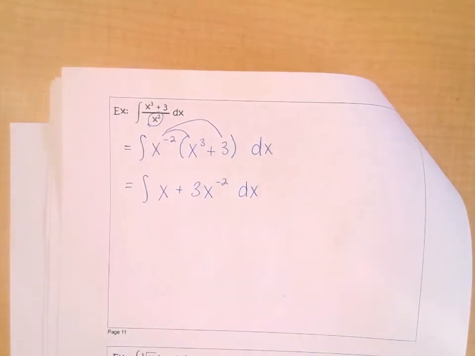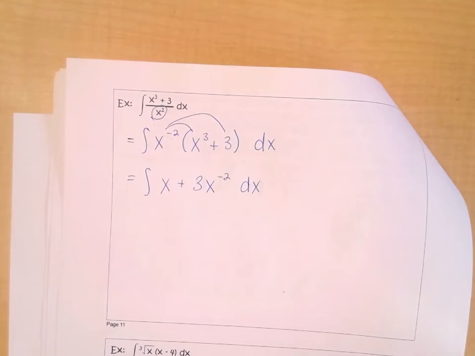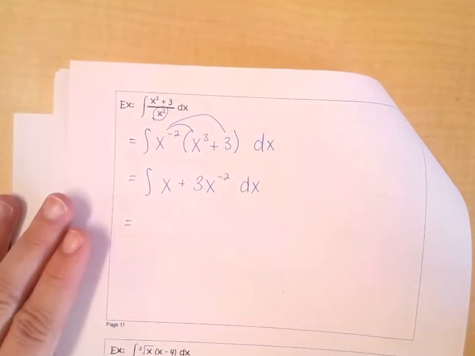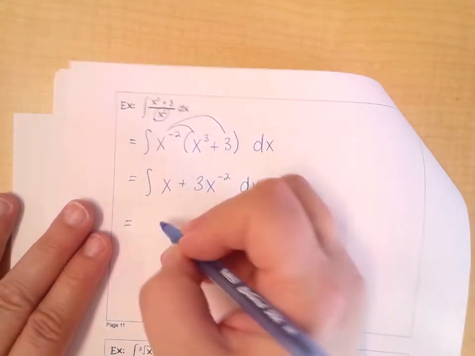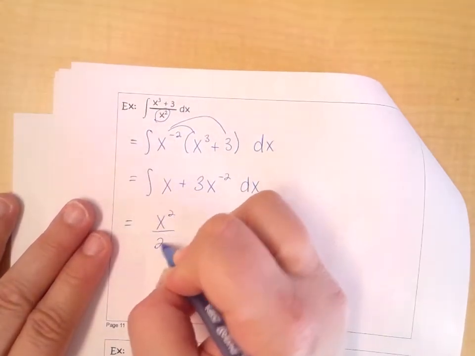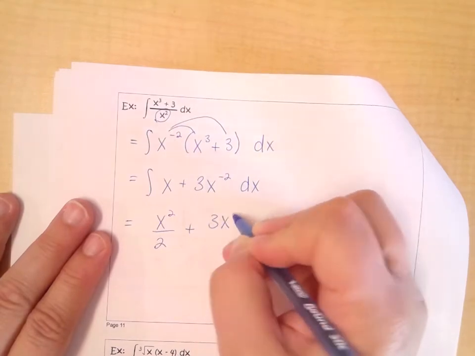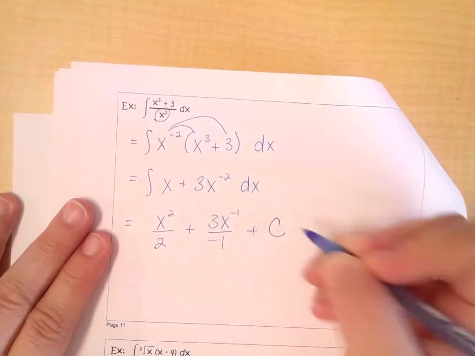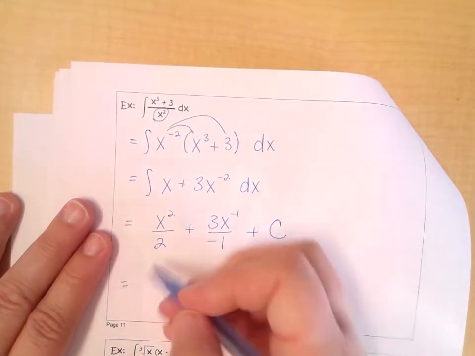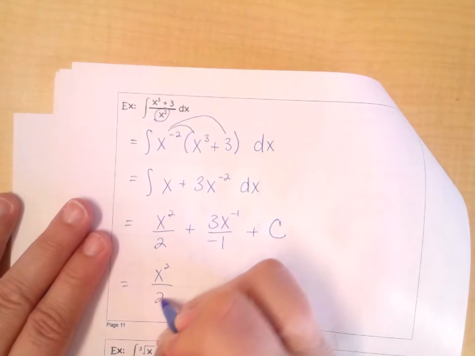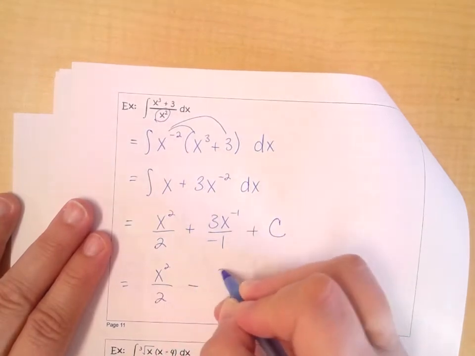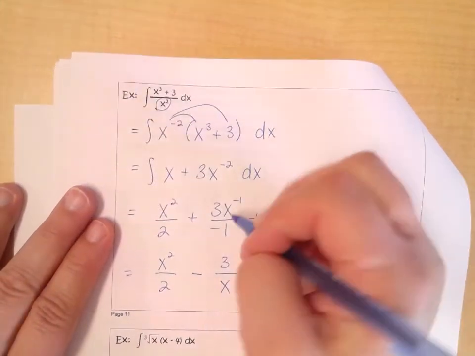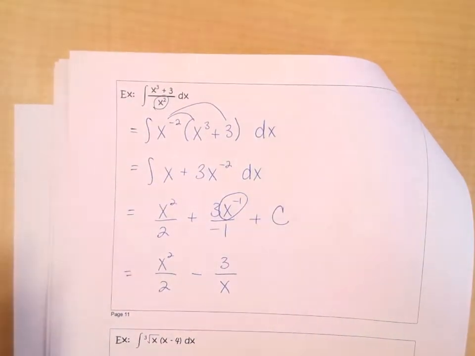So Cordell, what would you get for an answer from this integrand? I got x squared over 2 plus 3x to the negative 1 over negative 1 plus c. Very good. I'm going to take a second just to rewrite this as x squared over 2 minus 3 over x. Notice this is not 3x to the negative 1. It is just x to the negative 1. If I wanted parentheses, they would be there.